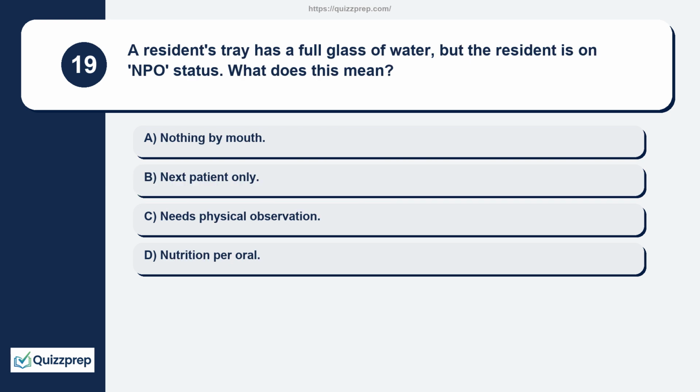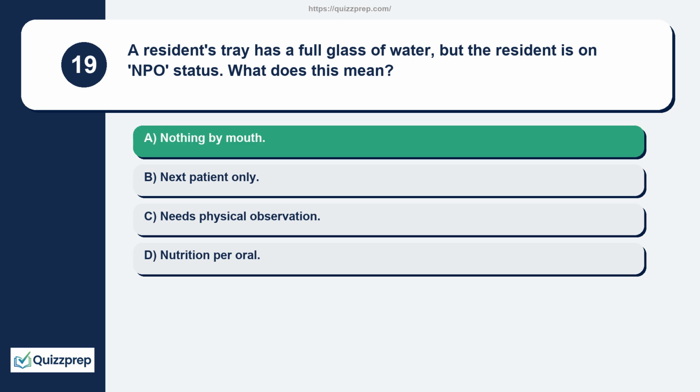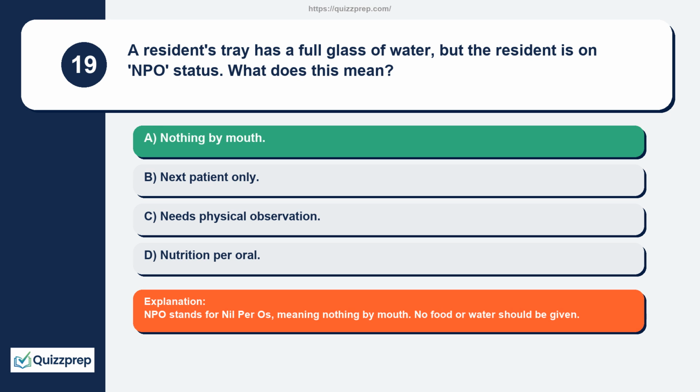Question 19. A resident's tray has a full glass of water, but the resident is on NPO status. What does this mean? Nothing by mouth, next patient only, needs physical observation, or nutrition per oral? NPO stands for nil per os, meaning nothing by mouth. No food or water should be given.